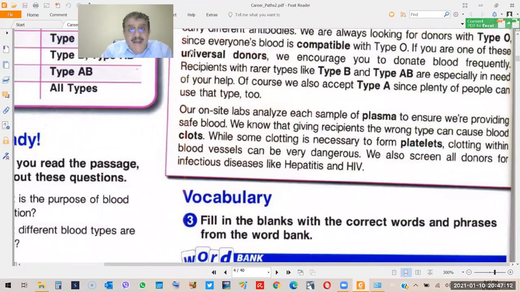On-site labs means it's a laboratory which is movable. So the laboratory moves to where donors are. So if we have, for example, donors living in a city near Tripoli or outside of Tripoli, this on-site lab can go there and take blood from these donors. Our on-site labs analyze each sample of plasma to ensure we are providing safe blood.